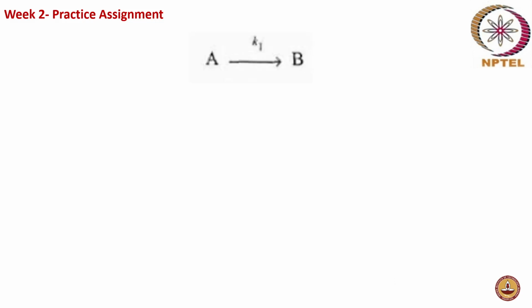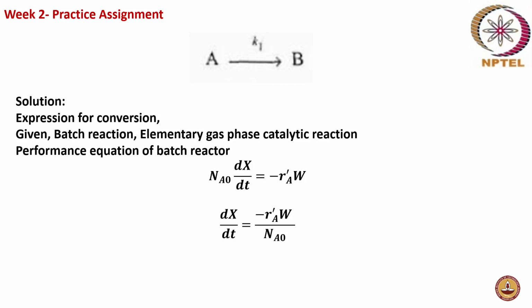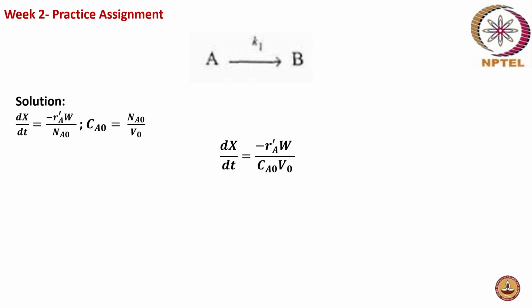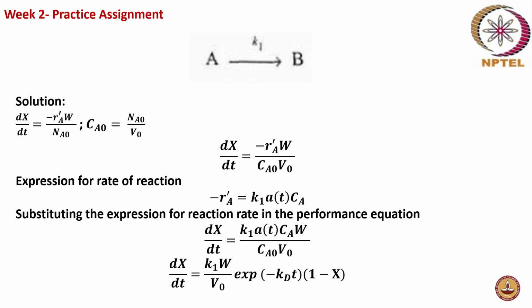So with that, your rate of reaction is going to be a function of concentration of A raised to power 1. But here again, since there is some catalyst deactivation process also happening, your rate expression will have a term for the activity of the catalyst also. So your rate expression will be minus rA prime is equal to k1 into a(t) into concentration of A.